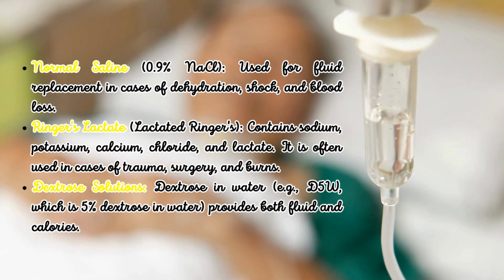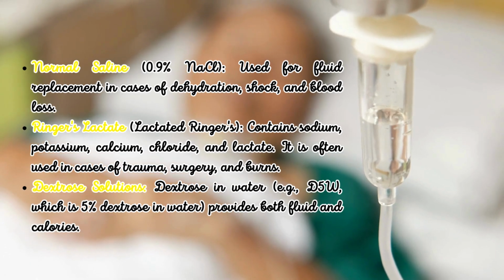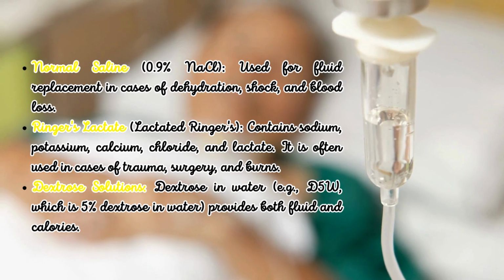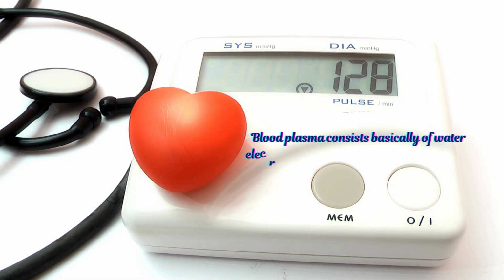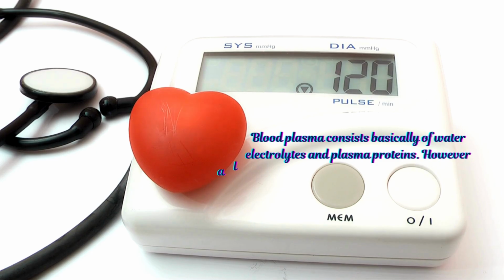3. Dextrose solutions. Dextrose in water, for example D5W, which is 5% dextrose in water, provides both fluid and calories. Blood plasma consists basically of water, electrolytes, and plasma proteins. However, a plasma substitute need not contain plasma proteins.